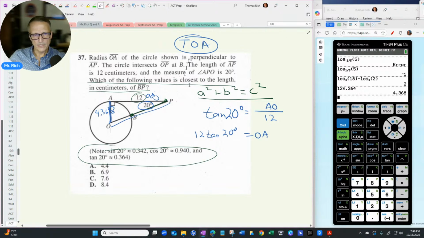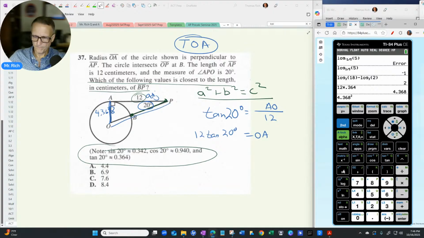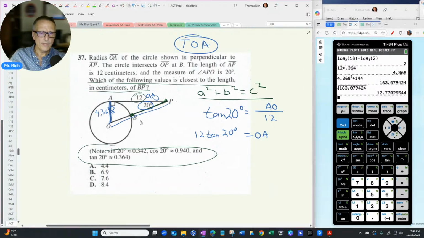So I'm going to take 4.368 and square it, because that's one of the legs that we just found. Plus 12 squared, which is 144, equals, but I need to square root that. So I will hit the square root button, arrow up to grab that answer. It blows into the square root, enter. So now I know that the hypotenuse from O to P is a length of 12.77.